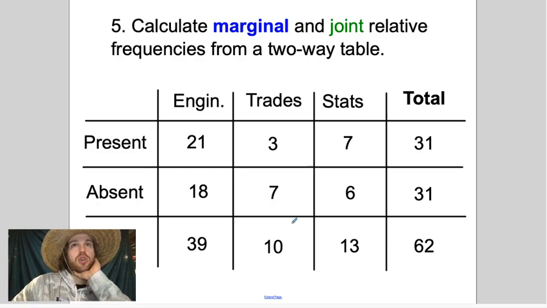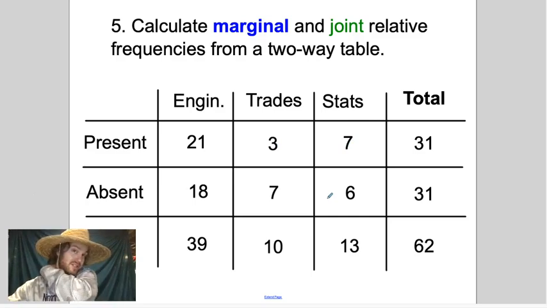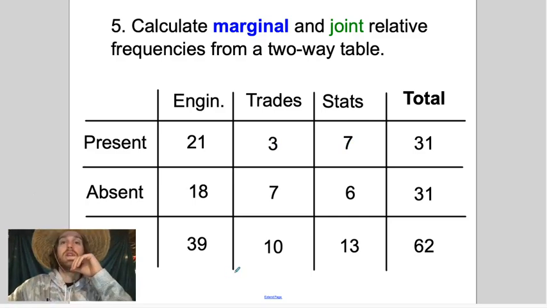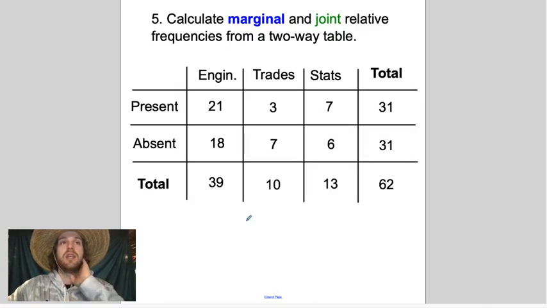Number 5, marginal and joint relative frequencies from a two-way table. Okay, so this is the attendance from last week for my different subjects. I had 21 out of 39 engineering students show up. I had 3 out of 10 math of the trade students show up, and I had 7 out of 13 statistics students show up last week. So let's go ahead and look at the marginal and joint relative frequencies.